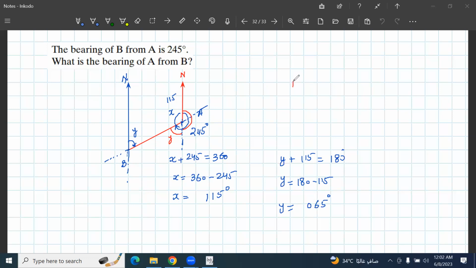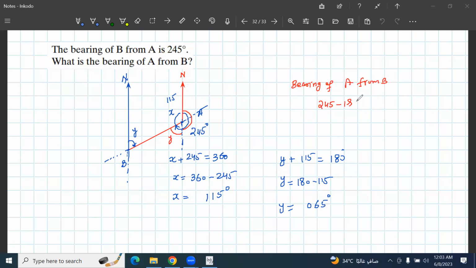You can say that this is the bearing of A from B. We found the bearing of A from B. We can say it is the back bearing also, okay?